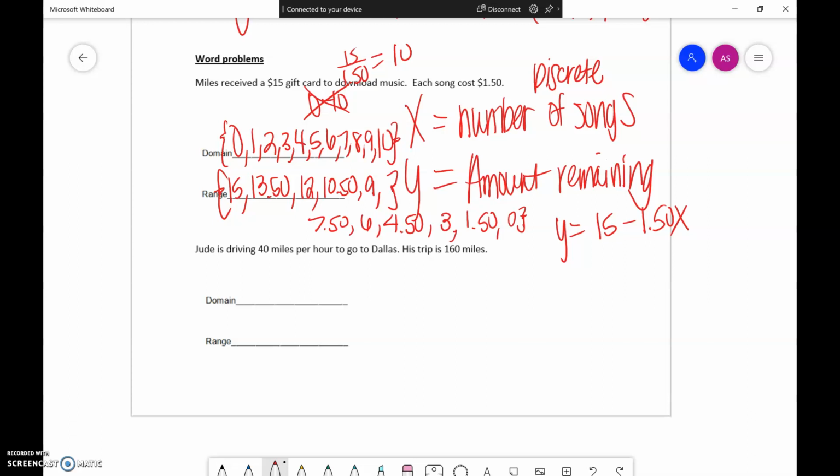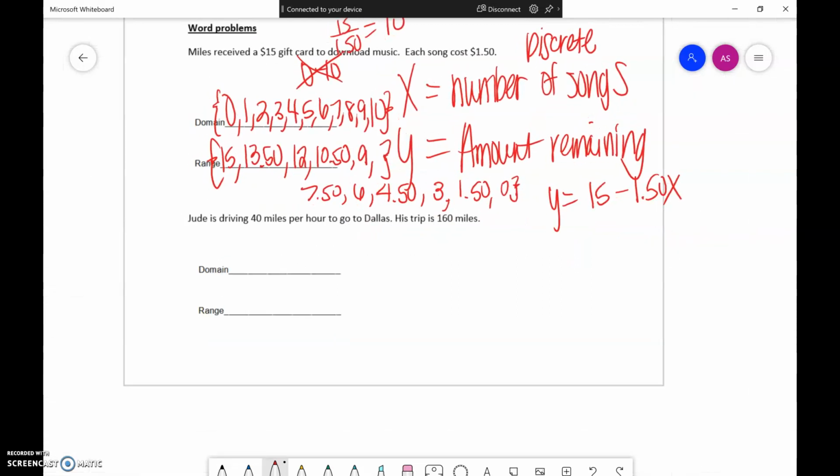He has to rip it up, shred it, or maybe he wants to reload it. Maybe somebody may Cash App him some money. But that is it for the gift card. Okay, so that's your domain and range for this first word problem. The next one, it says Jude is driving 40 miles per hour to go to Dallas. His trip is a total of 160 miles.